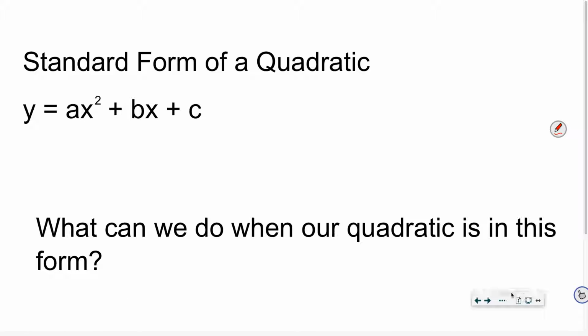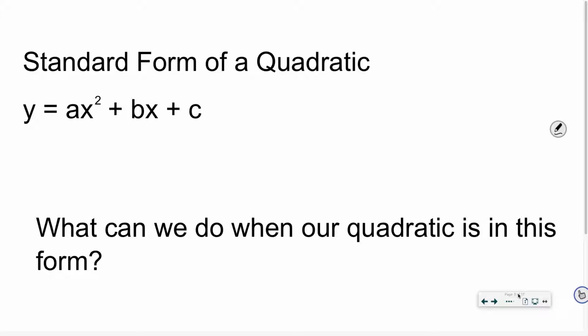So today, we're going to complete the square still, but for a different reason. Sometimes you complete the square to not just solve an equation, but to rewrite a quadratic equation. So here we have the standard form of a quadratic. Y equals ax squared plus bx plus c. That's the standard form of a quadratic function. When we spent time graphing, we graphed in that format.